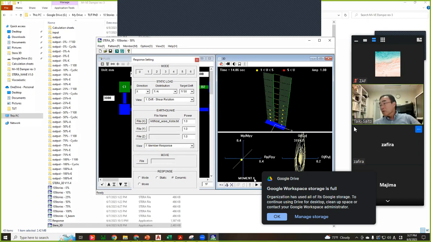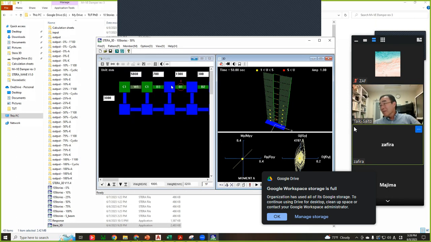So force is very big, 3,000, almost 4,000. Okay, more than 4,000. Something wrong. 4,000 kilonewton. Okay, how about metallic damper?